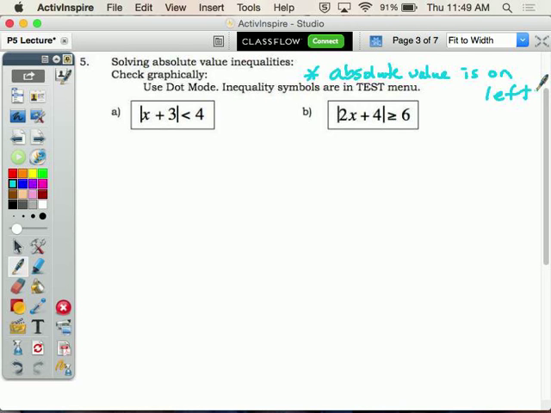So if they would have had like the 4 less than absolute value thing, pinwheel it so that your absolute value is on the left. Super important.